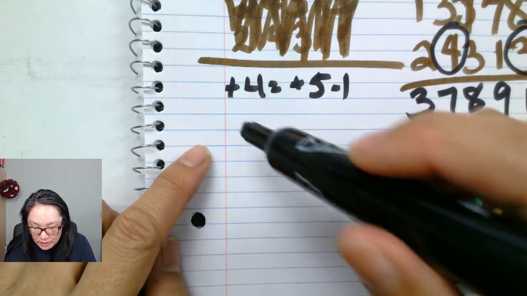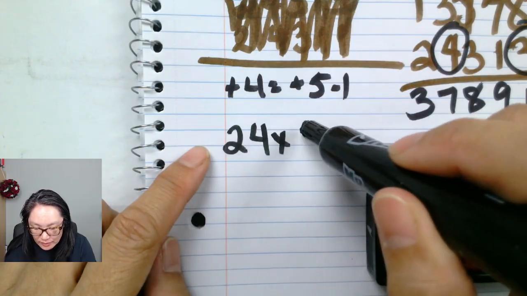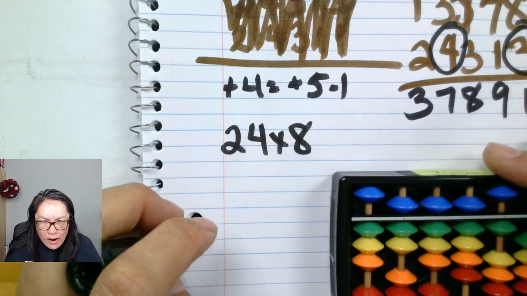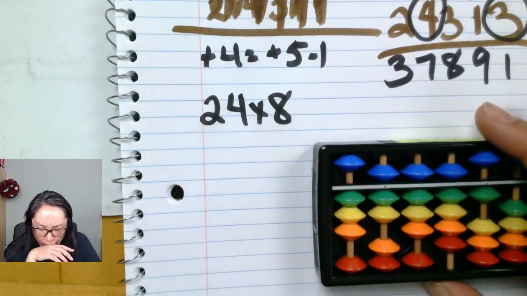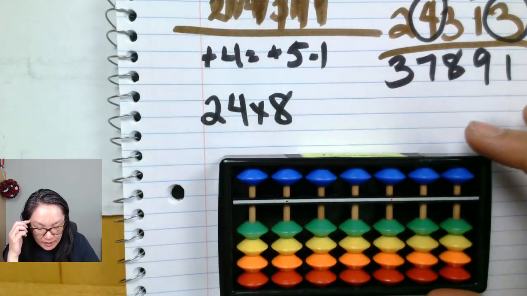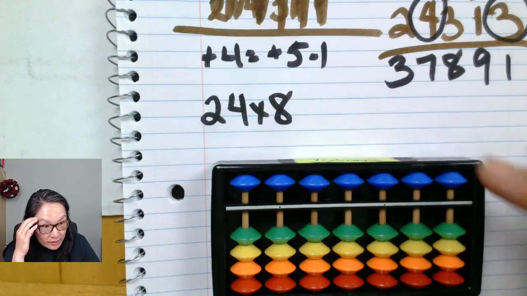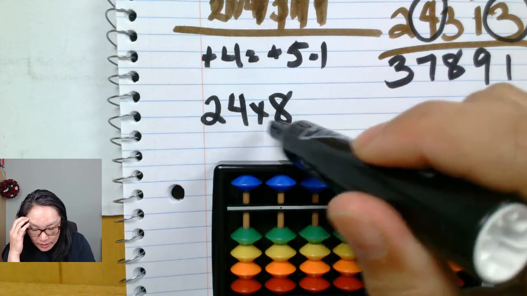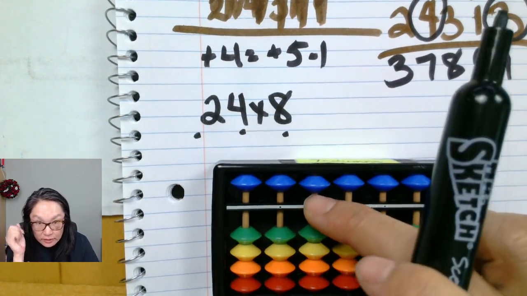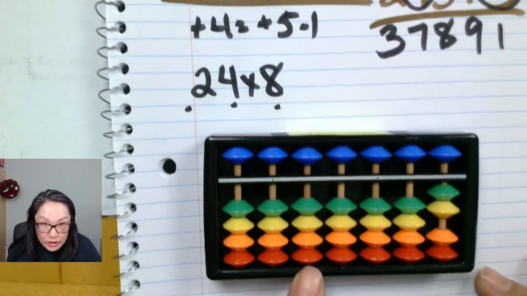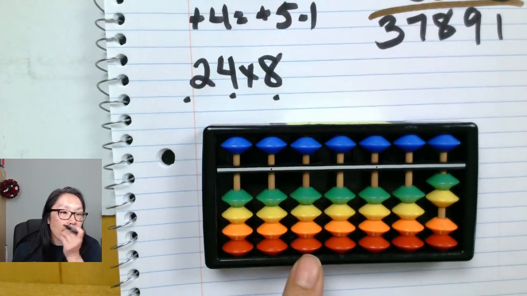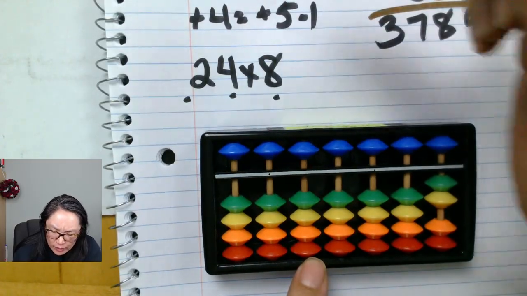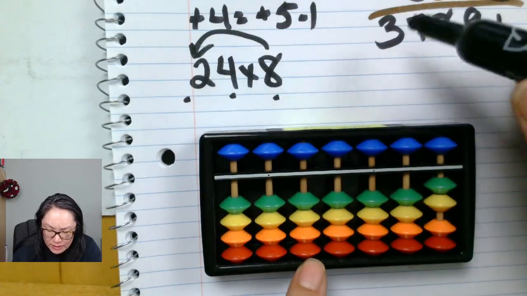Well, multiplication. 24 times 8. In abacus, we need to count our digits because we need to know where we're going to put our answer. 1, 2, 3. 1, 2, 3. So what we're going to do is use the distributive property. Distributive property is an algebraic term. It means I'm going to do 8 times 4, 8 times 2.